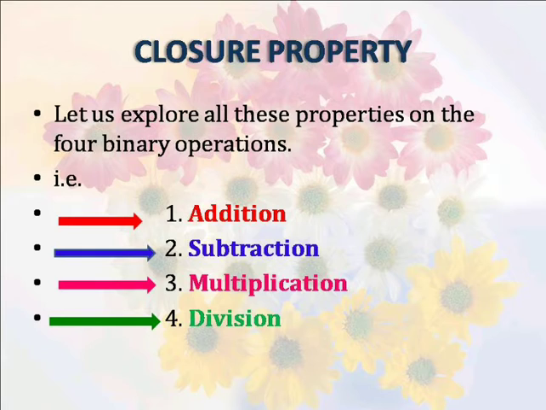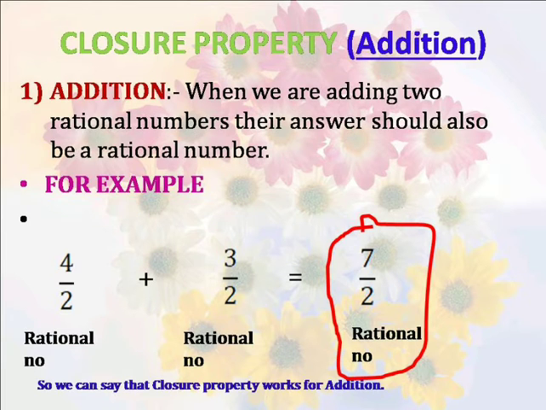Okay, now the first one is closure property for addition. The closure property for addition says that when we are adding two rational numbers, the answer should also be a rational number. Can you all see this example? I have added two rational numbers, 4/2 plus 3/2. And the answer 7/2 is also a rational number. So, we can say that closure property works for addition.